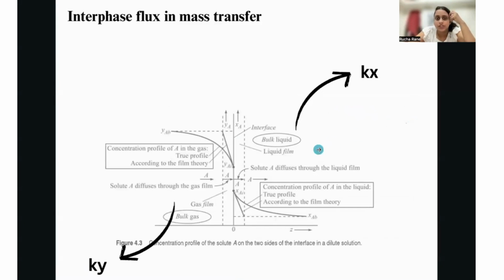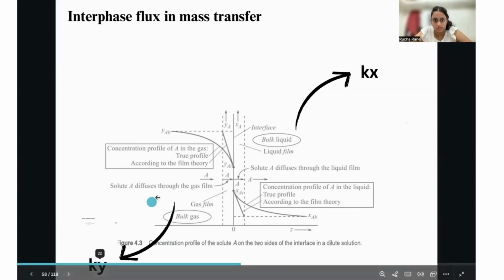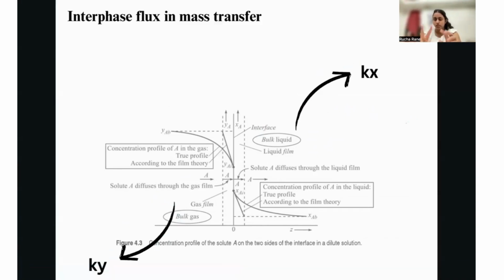Now consider that phase 1 has the mass transfer coefficient kx, and phase 2 has the coefficient ky. Now, if we consider the basic rate of mass transfer equation, it is kx into the concentration difference of phase 1, like ya1 minus yai, the bulk concentration minus the interface concentration, which is equal to the mass transfer coefficient of phase 2 into yb1 minus ybi, the bulk concentration of phase 2 minus the interface concentration of phase 2. Okay, so this is the equation.